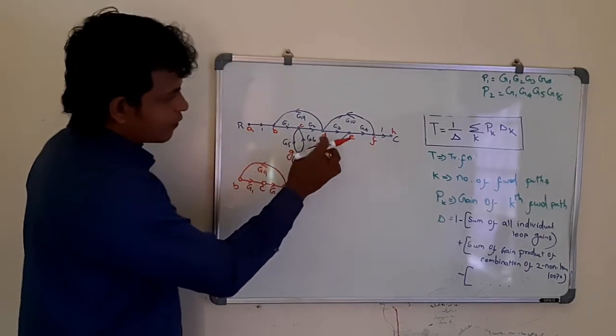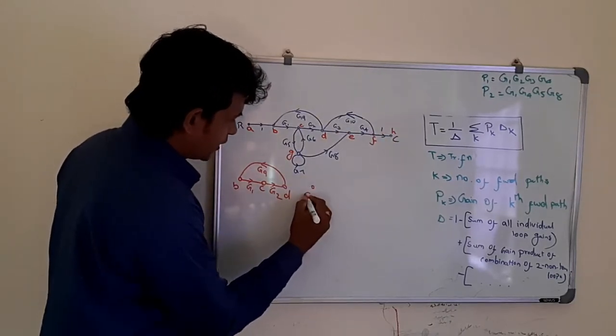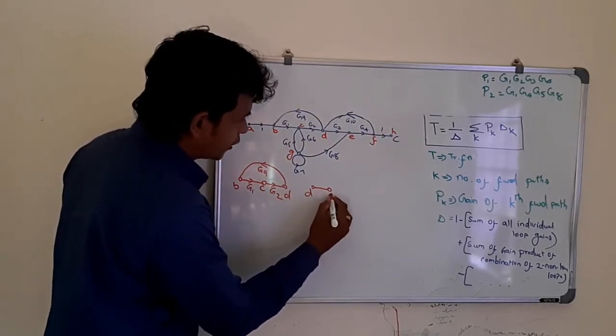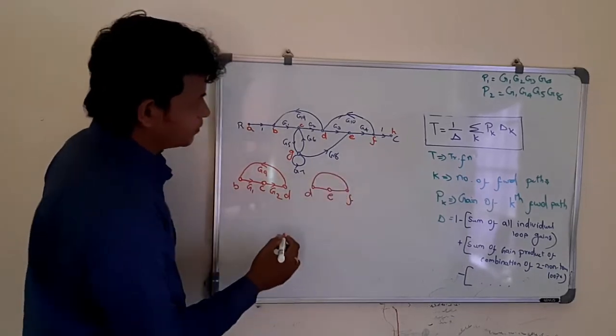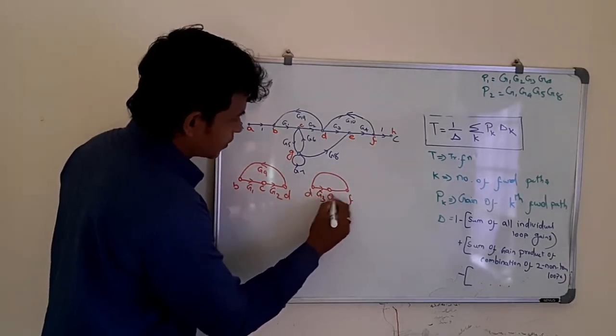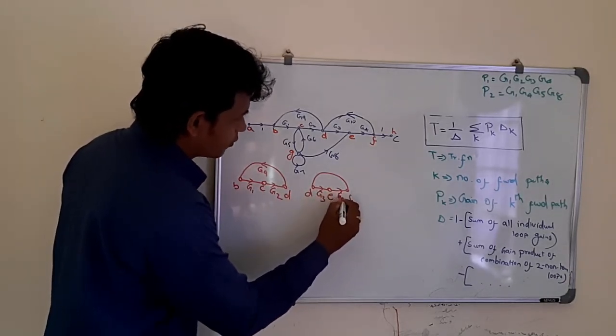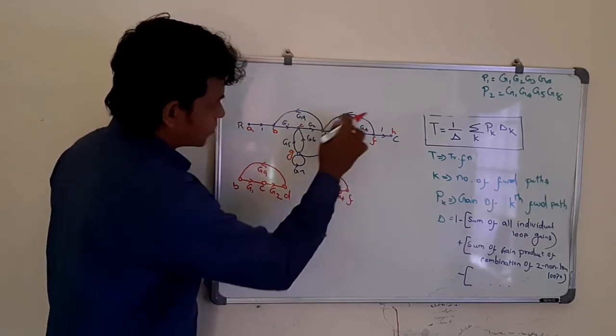And the next loop is from D to E, E to F, and again F to D. Starting from D, D to E, then E to F, then traveling back to D again. The gain here is G3, the gain between E and F is G4, and from F to D it is G10. So it is one closed path.